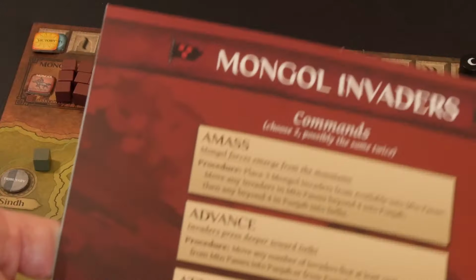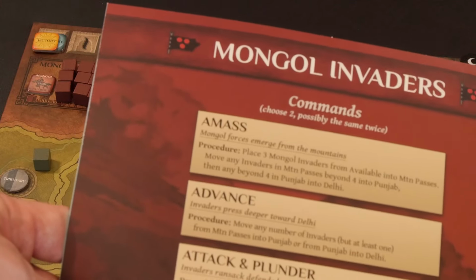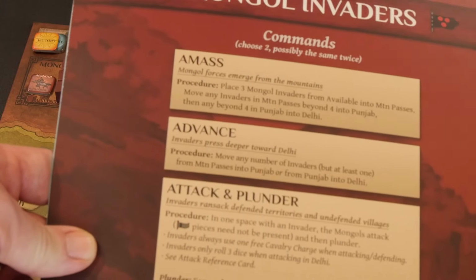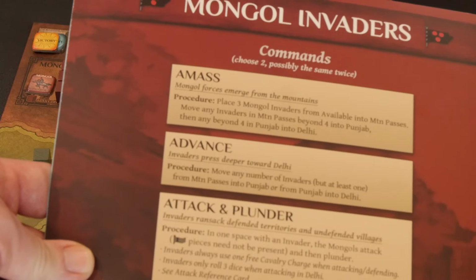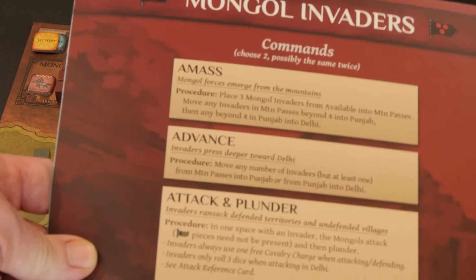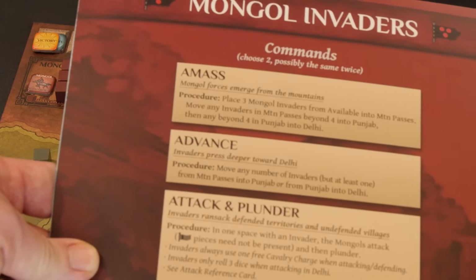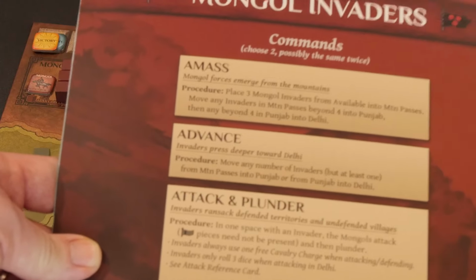By the way, the Mongol actions are on the back of the player aids, the final sheet. You can see the 3 different commands that the Mongols can take, as dictated by that player. They'll get to take 2 commands on this one Mongol card. The first command is Amass.